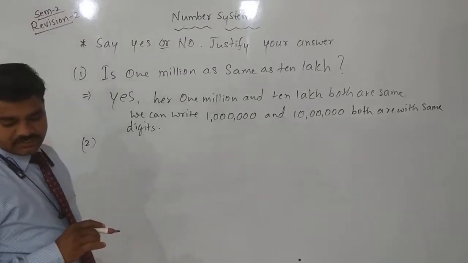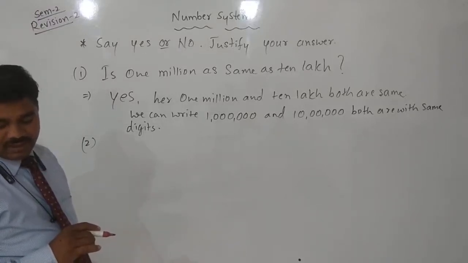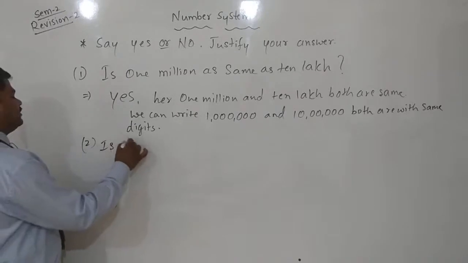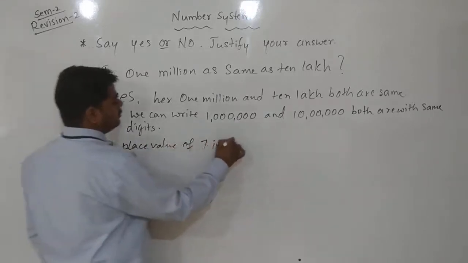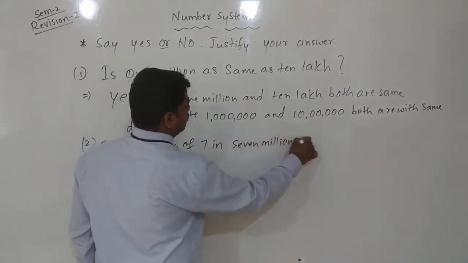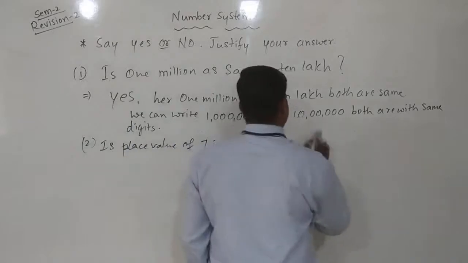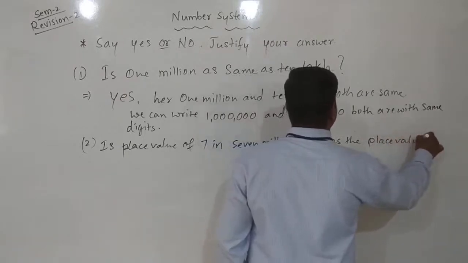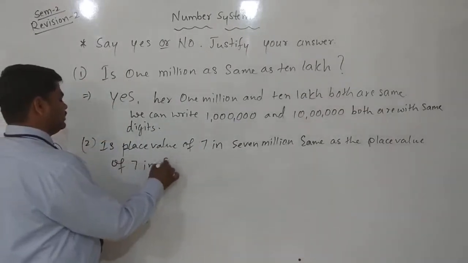Second question: is the place value of 7 in 7 million the same as the place value of 7 in 70 lakh? Is the place value of 7 in 7 million the same as the place value of 7 in 70 lakh?